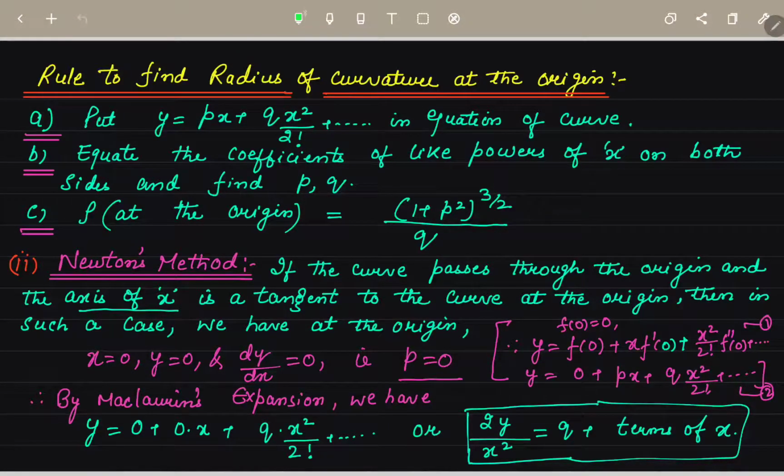Similarly, in Newton's method, as we know that the curve passes through the origin, here we take two cases.